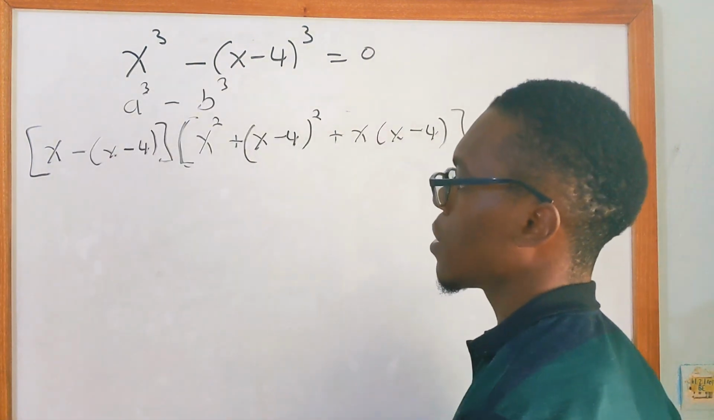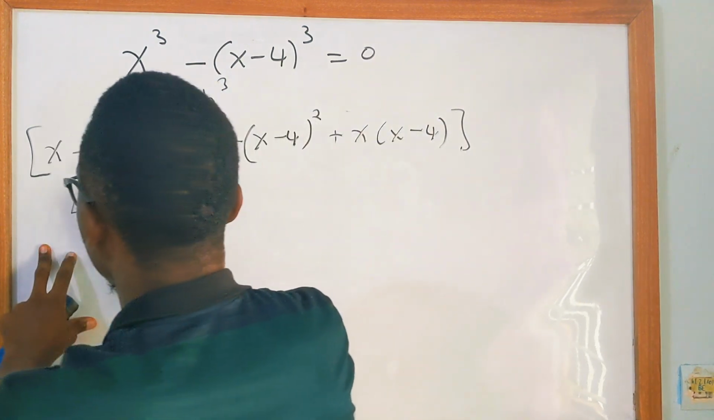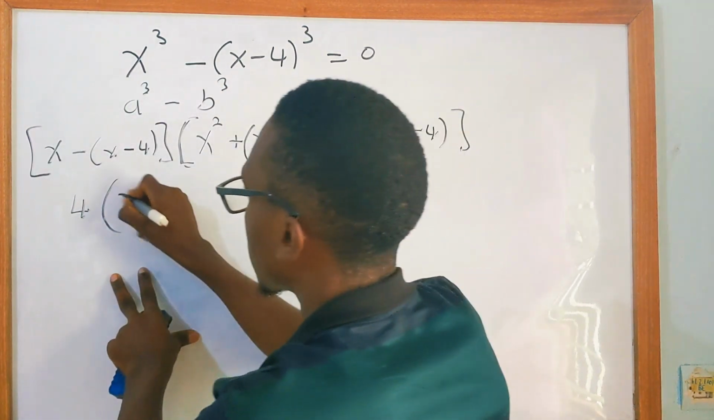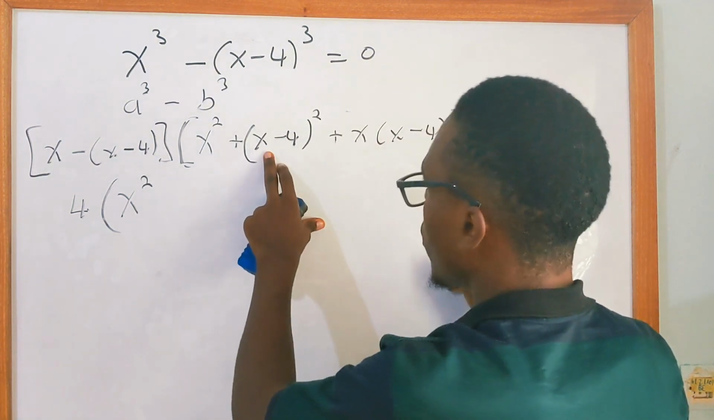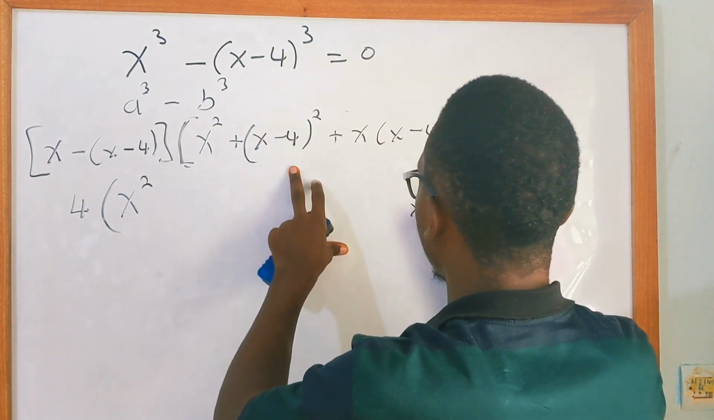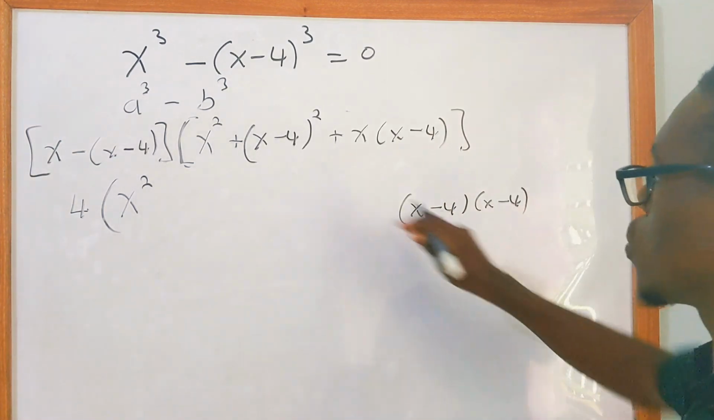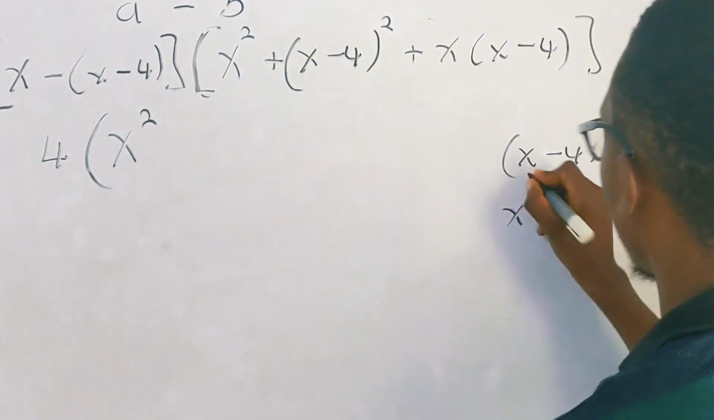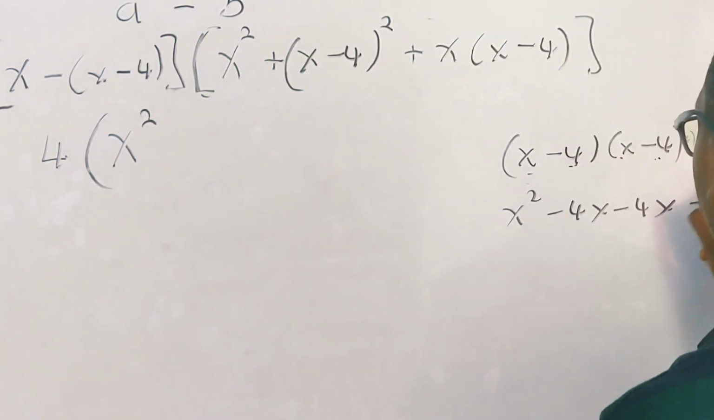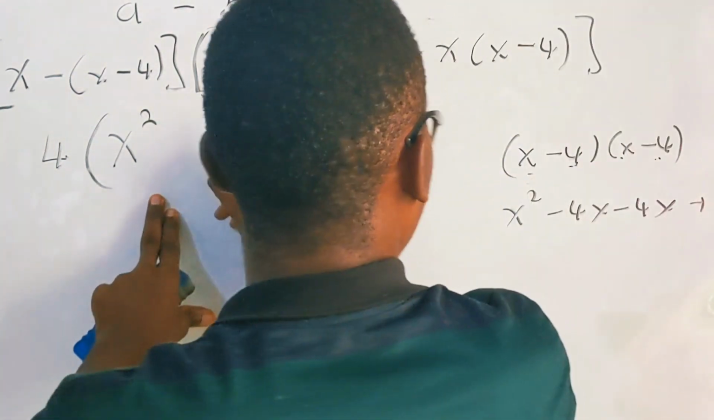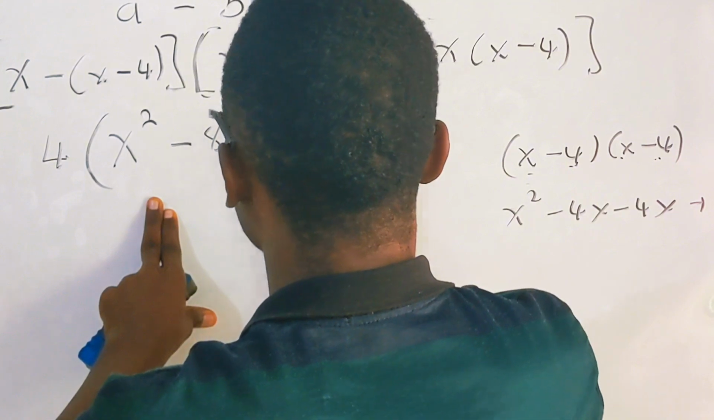Okay, from here I want you to notice that this x and this x will cancel out, and you are going to have 4. That will be 4 into what? We have x squared. Okay, we expand this to have what? X times x, that will be x squared, then x minus 4. We must expand this because there is no method to solve this easily. That's x squared, minus 4x, plus 16, and you're going to have what? Minus 8x plus 16 here.